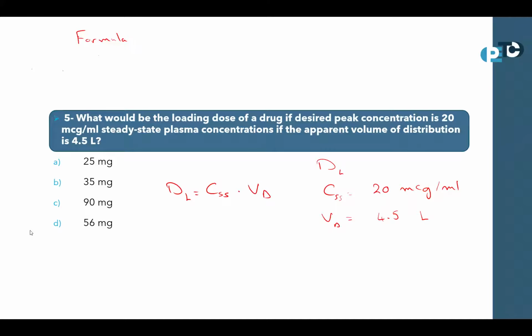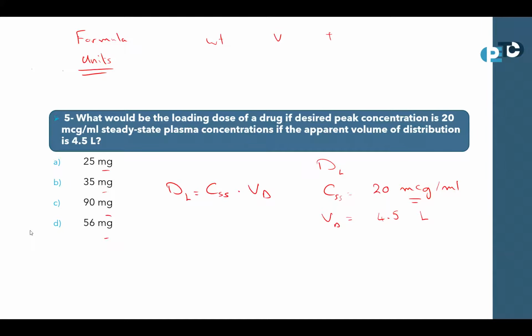Can we use both numbers directly, 20 multiplied by 4.5? It may give a wrong answer. Why? Because you should make sure the units are compatible with each other. All the units should be similar: the units of the weight, the units of the volume, and the units of the time as well. The answer here should be in milligrams, so the weight should be in milligram. Here we have the weight in microgram.